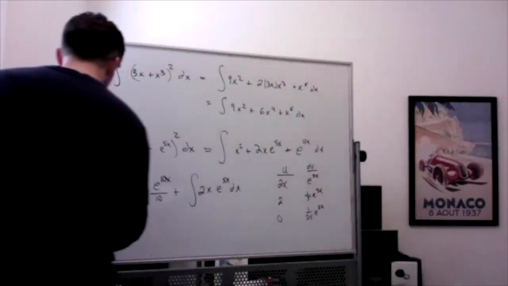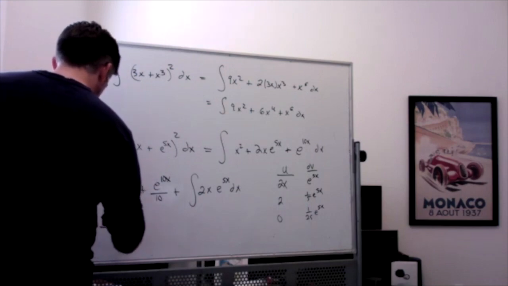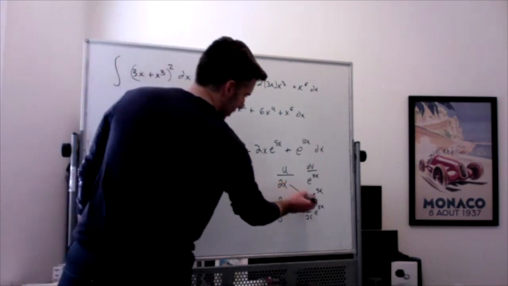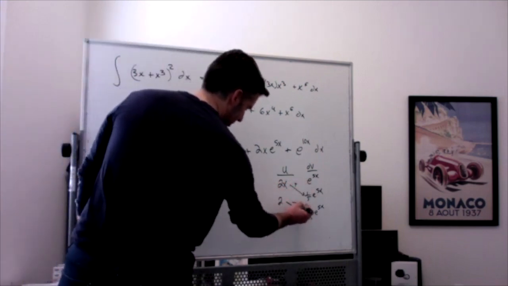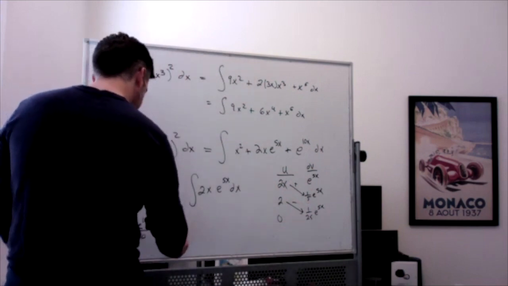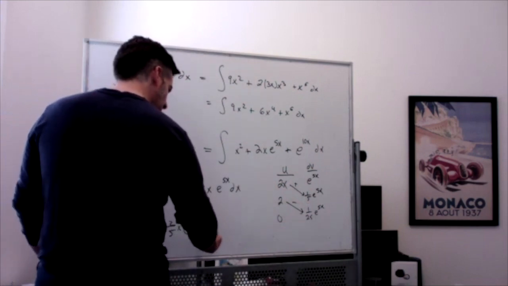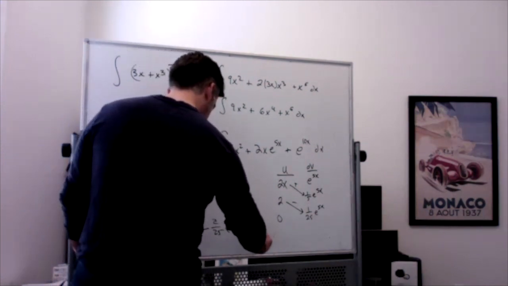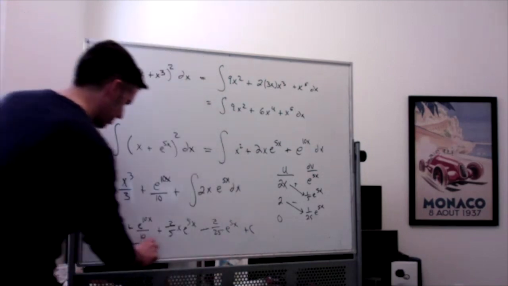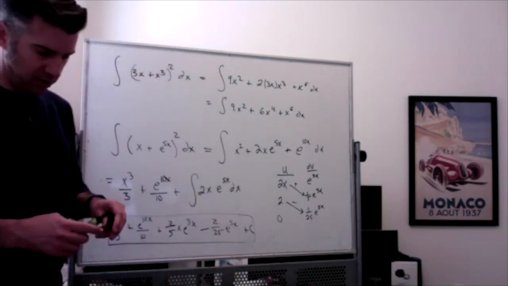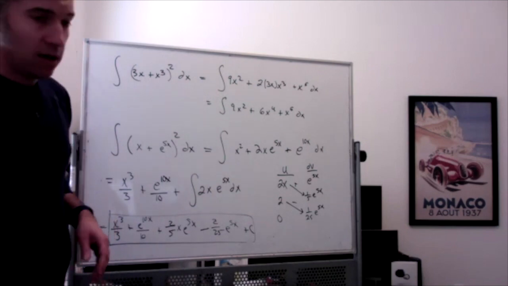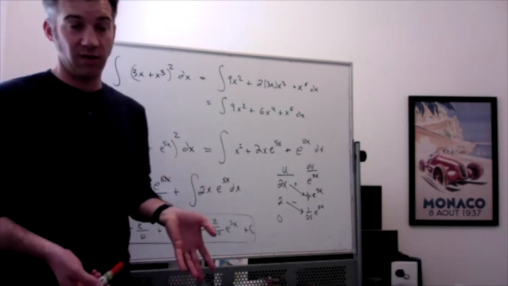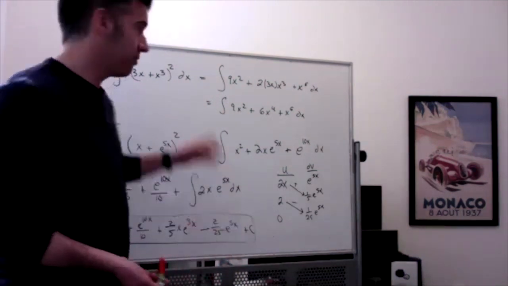So this is going to end up being x cubed over 3 plus e to the 10x over 10 plus this times this minus this times this. So plus 2/5 x e to the 5x minus 2/25 e to the 5x plus c. It's kind of a gnarly question, but not too out of this world. That said, there are some instances where you not only don't want to multiply it out, you can't reasonably multiply it out.